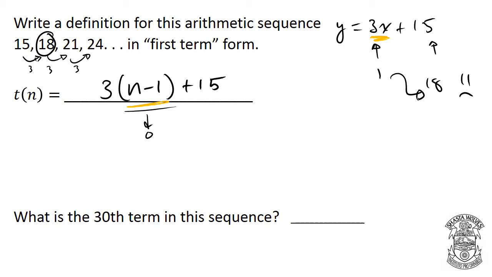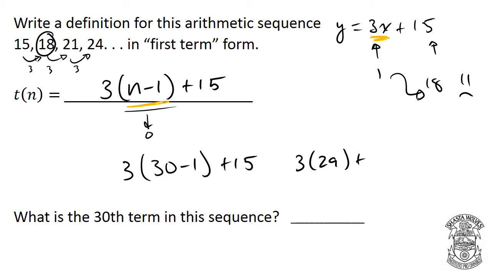The second part of this question says, what is the 30th term of this sequence? Well, this is super convenient, because this is just going to be 3 times the quantity of 30 minus 1, plus 15. So we're looking at 3 times 29 plus the number 15. 3 times 29, I actually have no idea what that is.